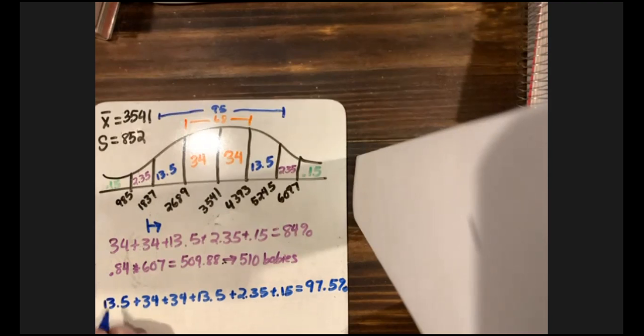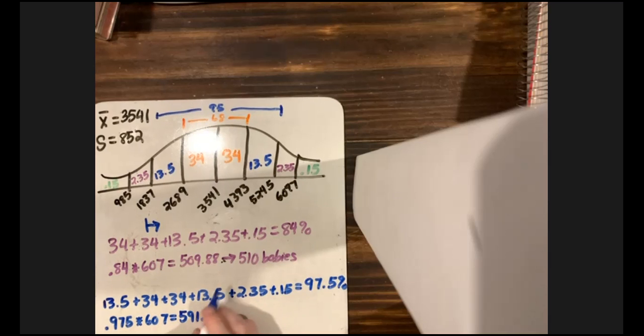So again, they want to know the number of them. So 0.975 times our 607 is going to give me 591.825. So we would say 592 babies.